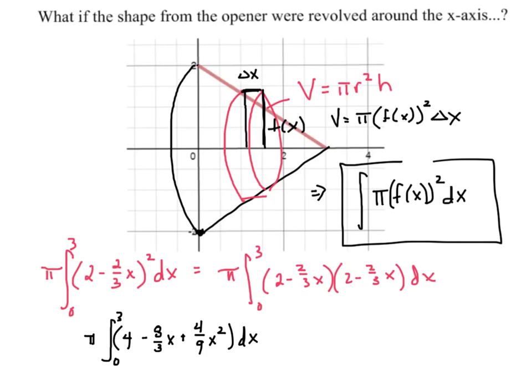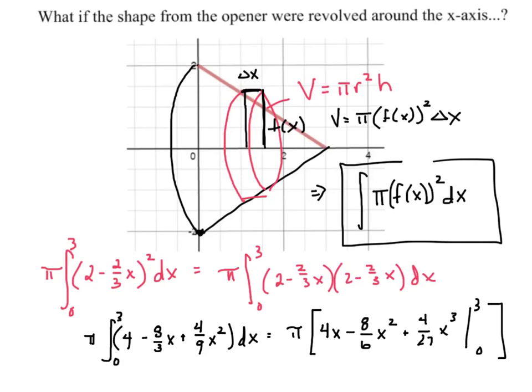So we do the antiderivative. Pi is still up front. We'd have 4x minus, we'd raise the power and divide, so it would become 8. I'm just going to leave it unreduced. 8/6 x squared plus, raise the power and divide, so it would be 4/27 x cubed. Evaluate at 3 and 0, and we'd plug those in, multiply it by pi. I'm kind of out of room, but that's it. That will give us the volume.